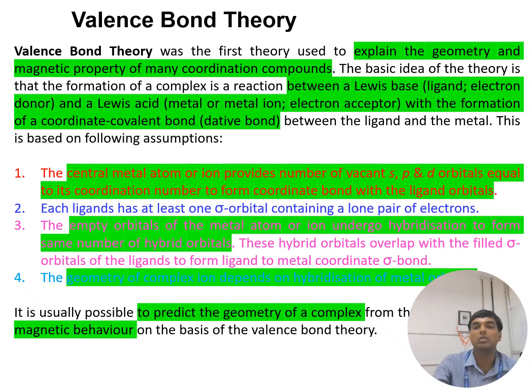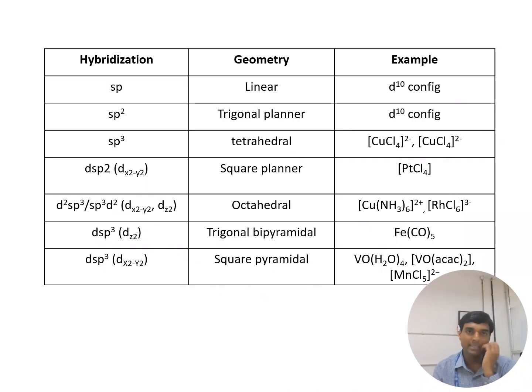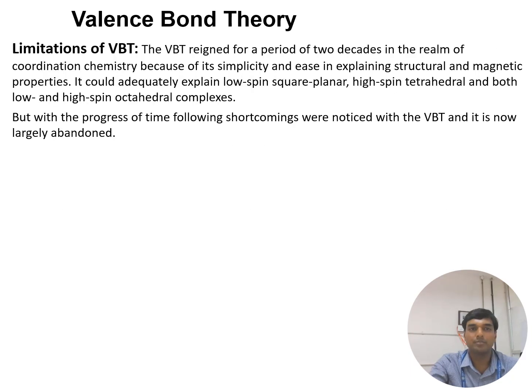Using valence bond theory, one can predict the geometry of the complex, and even magnetic properties are possible. For example, sp hybridization is linear, sp2 means trigonal planar, sp3 means tetrahedral, dsp2 is square planar, d2sp3 or sp3d2 is octahedral, dsp3 is trigonal bipyramidal, and dsp3 can also be square pyramidal. Last but not least, sp3d2 is an octahedral complex.